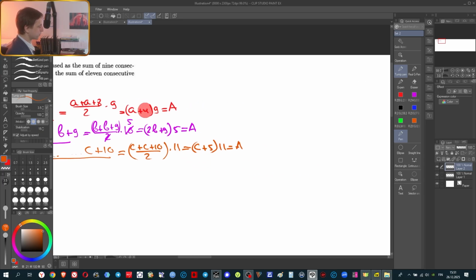Well, we have 3 independent equations. Very important that a, b, and c here are integer numbers. And what should we do here? Obviously, we should equate, as this one is equal to a and this one is equal to a. These two expressions must be equal. Therefore, we have a plus 4 times 9 equals 2b plus 9 times 5. It is our first equation. And 2b plus 9 times 5 equals c plus 5 times 11. It is our second equation.